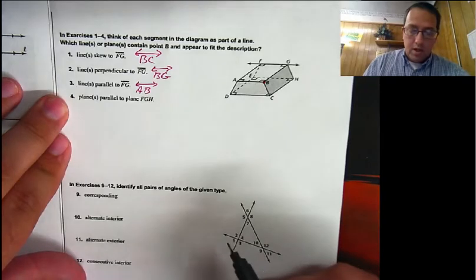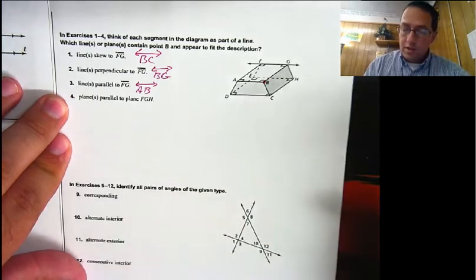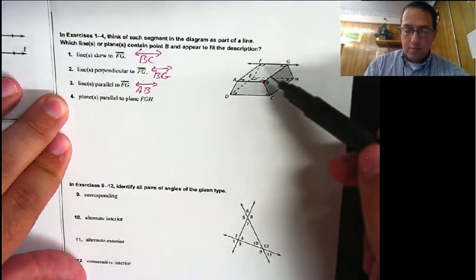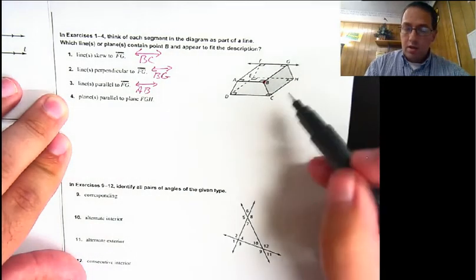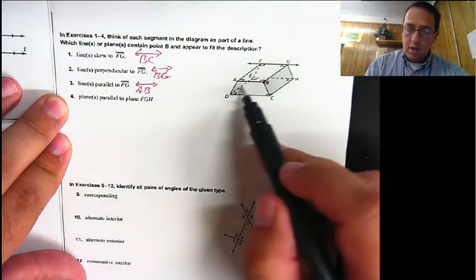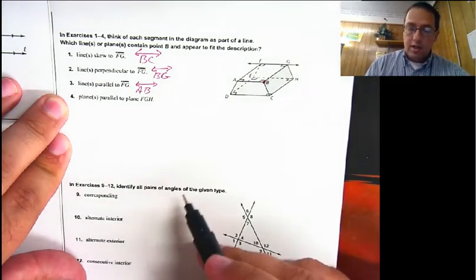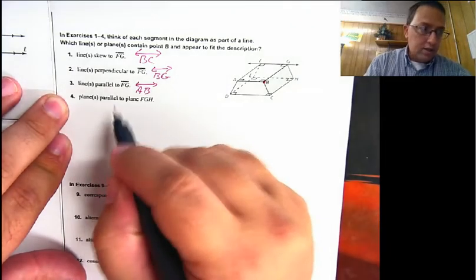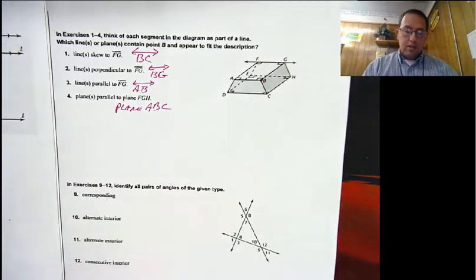All right. Now, which plane is parallel to plane FGH? So FGH would be the back side of this prism, right? Back here. So which plane, still containing point B, would be parallel? Well, that would be ADC, right? The plane that is on the other side of the prism that appears to be parallel, they're not going to touch. And there's not a symbol for that, remember, so we have to write this out. Or you could call it ABD or ADC, whichever one you call it.